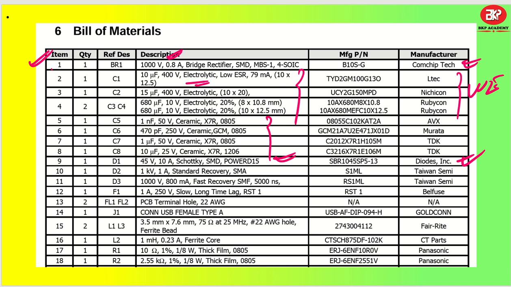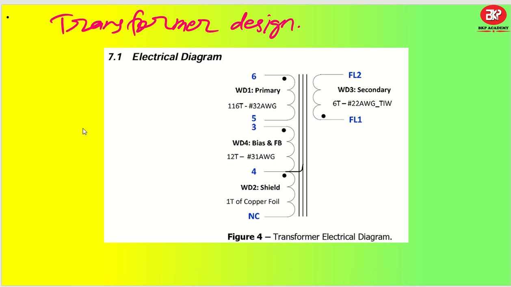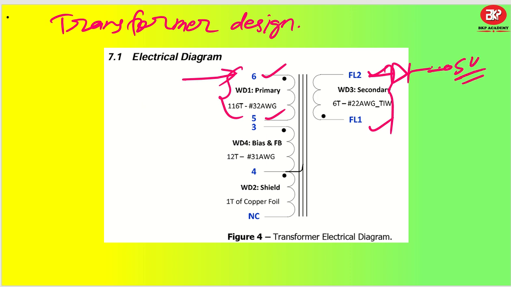We will talk about transformer design. This is the transformer design that is given here in this particular pin. This is the primary winding, which is pin number 6 and pin number 5, where the rectified output was connected. And this is the secondary side, which is FL2 and FL1, where the output rectification is being done, where you are going to get your 5 volt output. And this is the auxiliary winding where you are going to get the feedback compensation or feedback design. Got it?